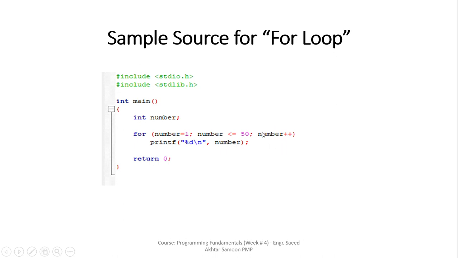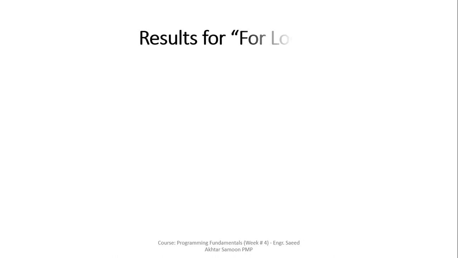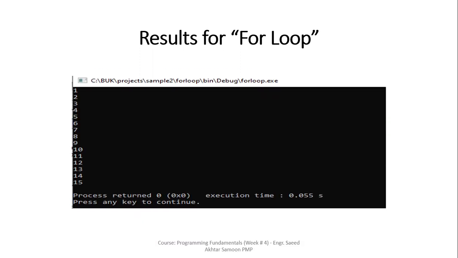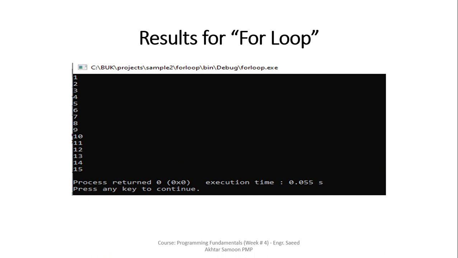So it says print the number values from 1 to 50. Maybe in the results you will see only 15 or 10 numbers depending upon how it was programmed, but this is the concept of how you program a for loop. So we will see how the results of the for loop look. I modified this to print numbers from 1 to 15 instead of 1 to 50, because then it will go beyond this screen and I will have to scroll down and make two screenshots. So I reduced this 50 to 15 and it is printing the integers from 1 to 15.